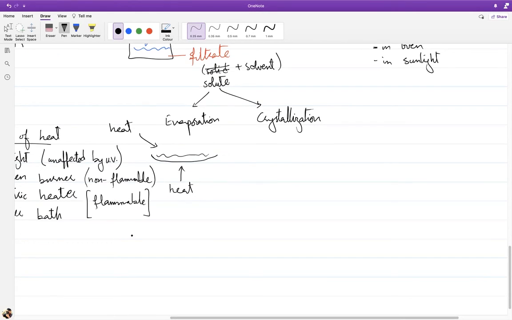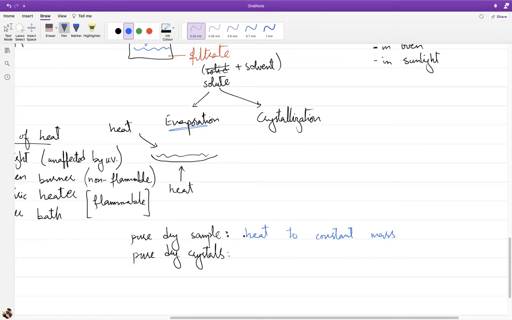So if I want to get pure dry sample, if that is the question, I will say heat to constant mass when I do evaporation, okay? Heat to constant mass. But if I want pure dry crystals, then I will write heat to saturation point and crystallize, or cool.